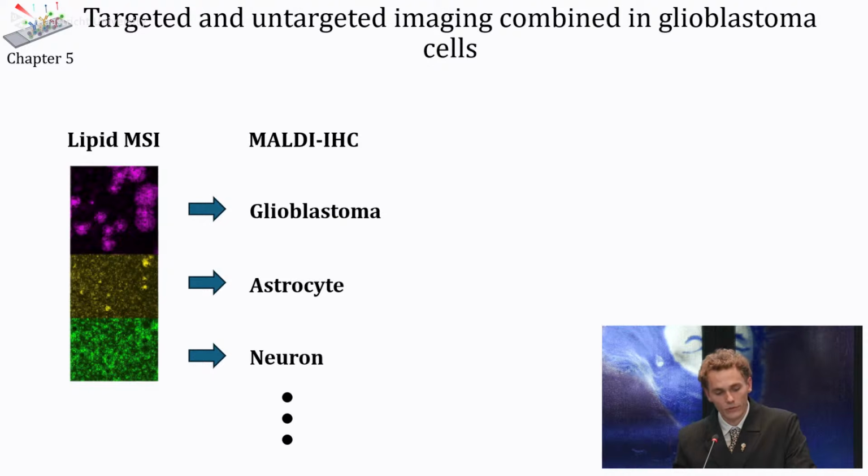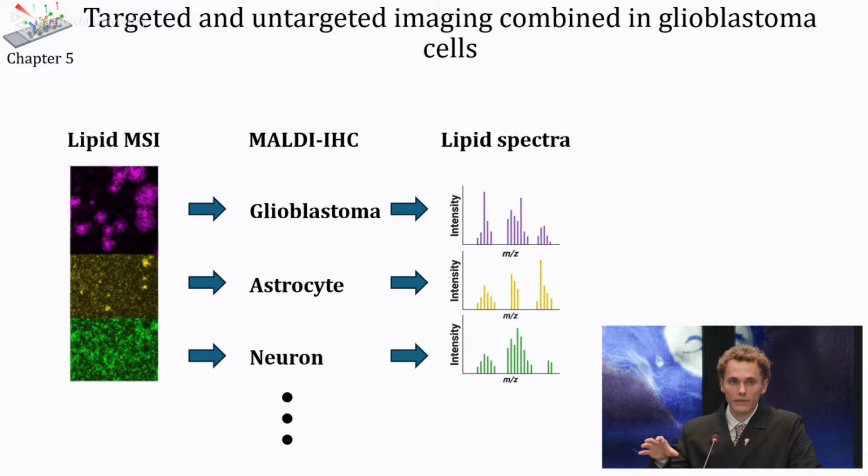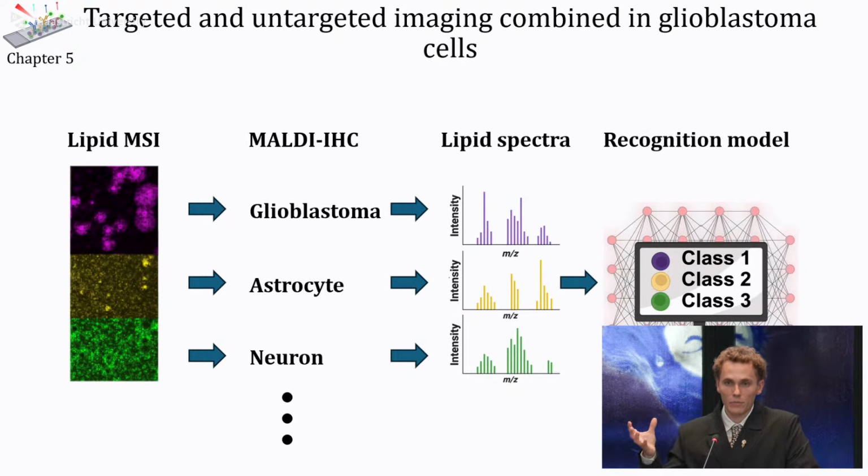So that could be glioblastoma cells, astrocytes, neurons, etc. And then I wanted to correlate the original lipid data with the cell type specific staining of MALDI-IHC to create a recognition model that was able to predict the cell types based on the lipid data alone.